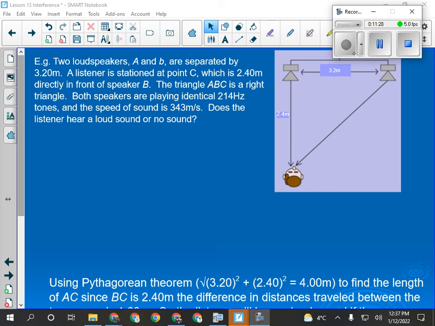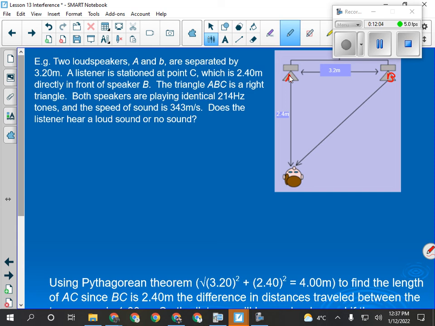All right. So if I'm going to determine whether this person here hears a loud sound or a quiet sound, I need to know how many wavelengths are going to be between this speaker, we'll say this is speaker A, and the observer, and how many wavelengths are there from speaker B to the observer. So what are some pieces of information I'm probably going to need? Yes, I'll definitely need the 2.4 meters.